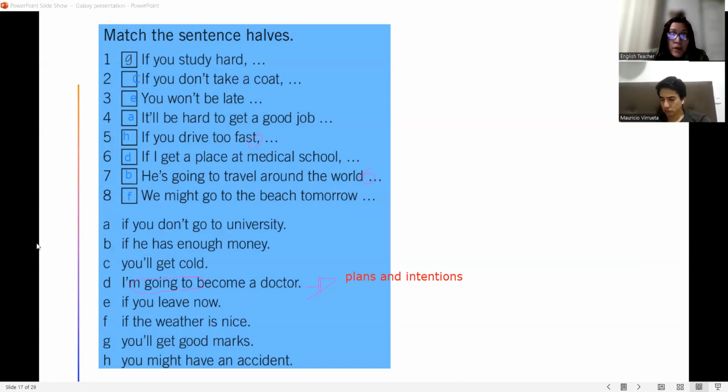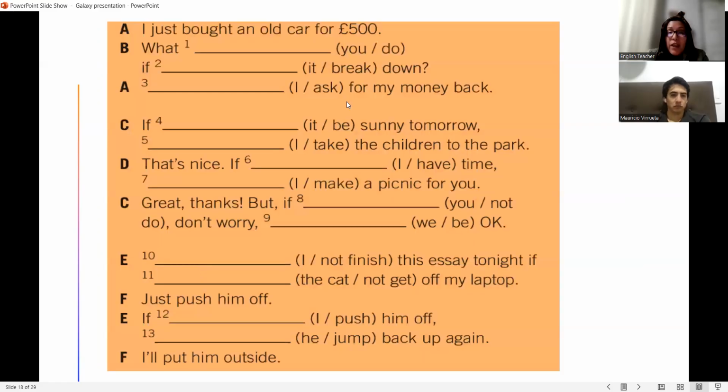Now we have this dialogue, and I want you to complete the dialogue as well as you can. Be very careful because sometimes there are questions. Sometimes there are sentences, positive or negative. So be very careful what you are going to use.